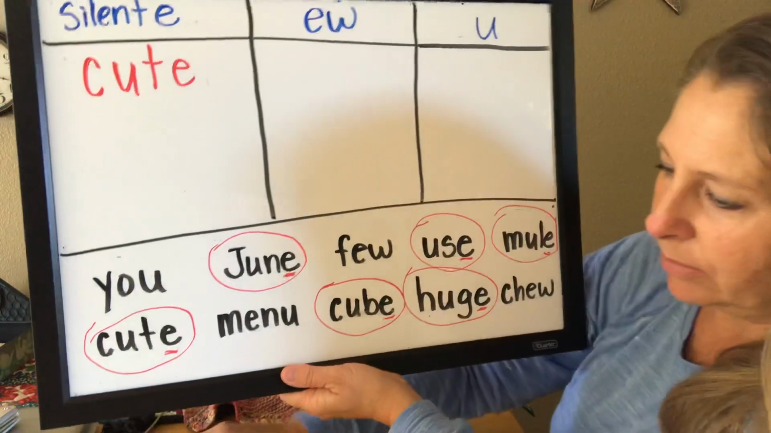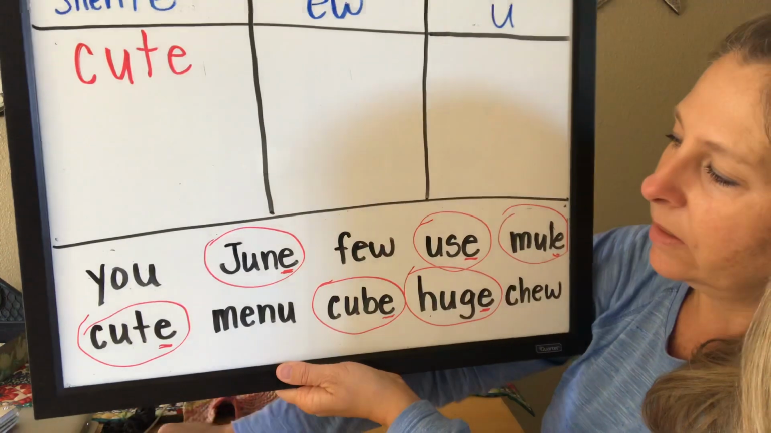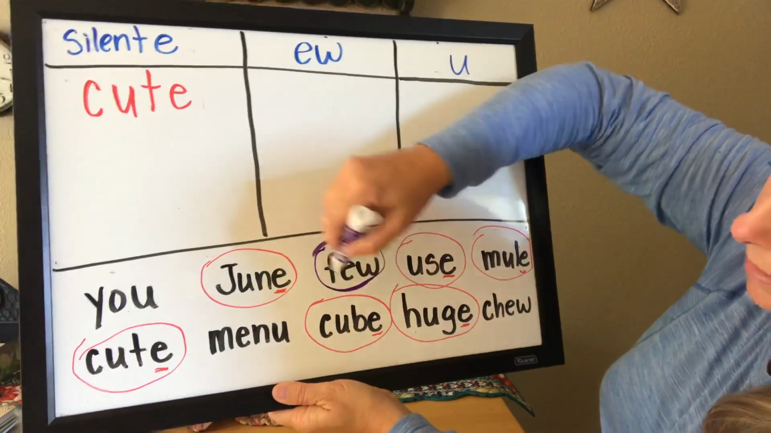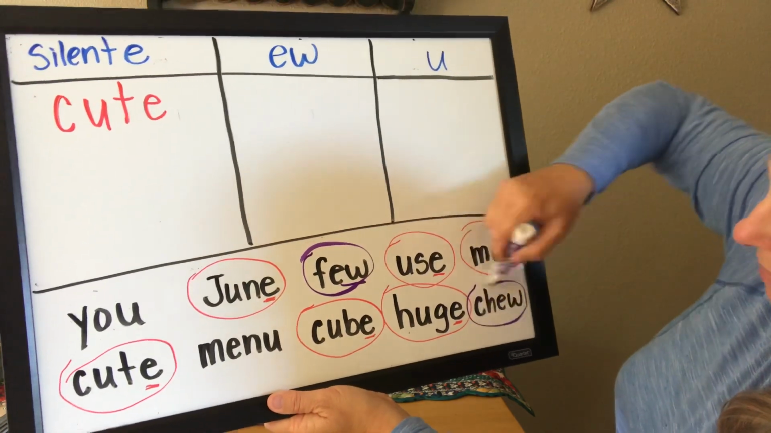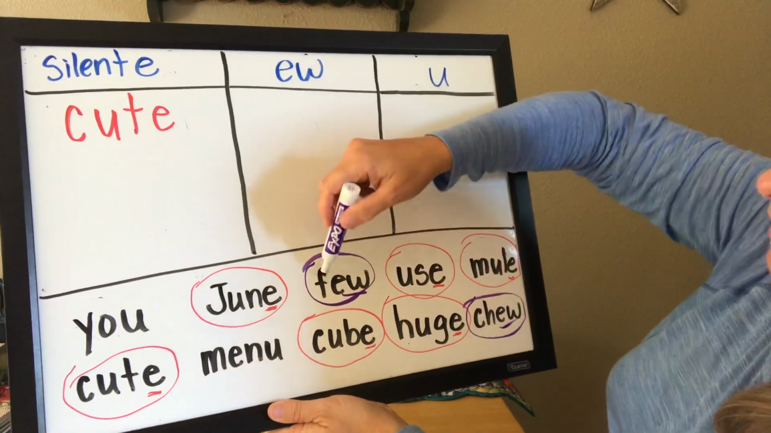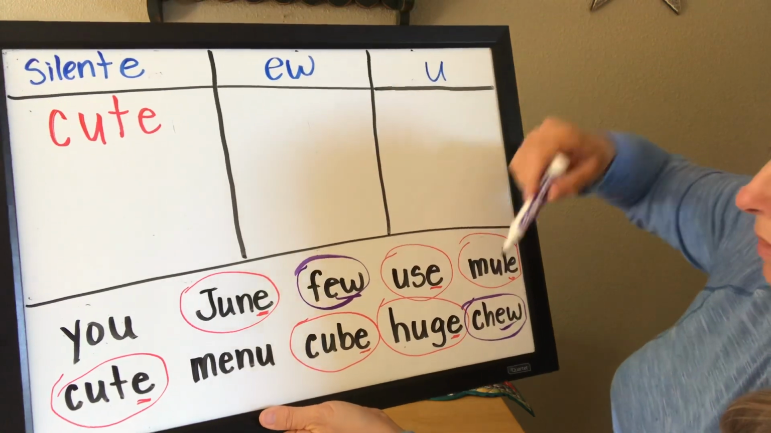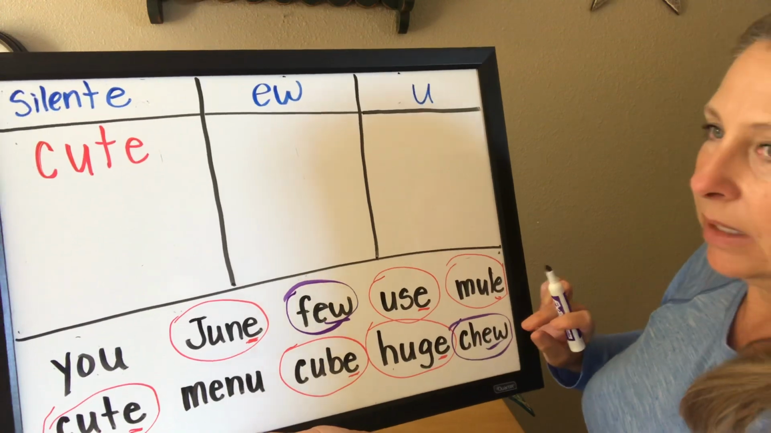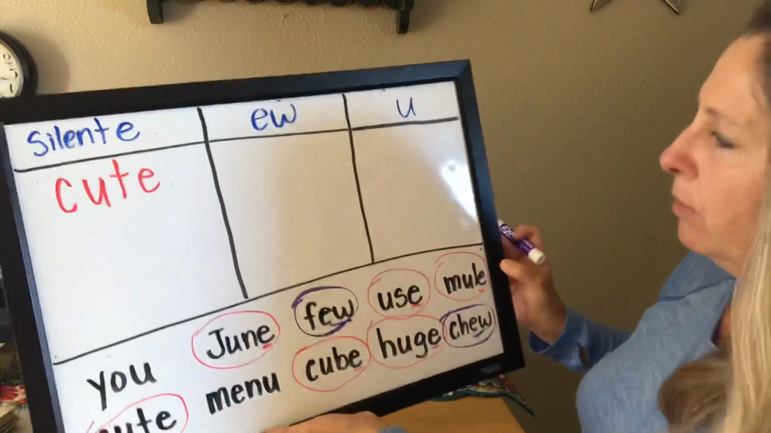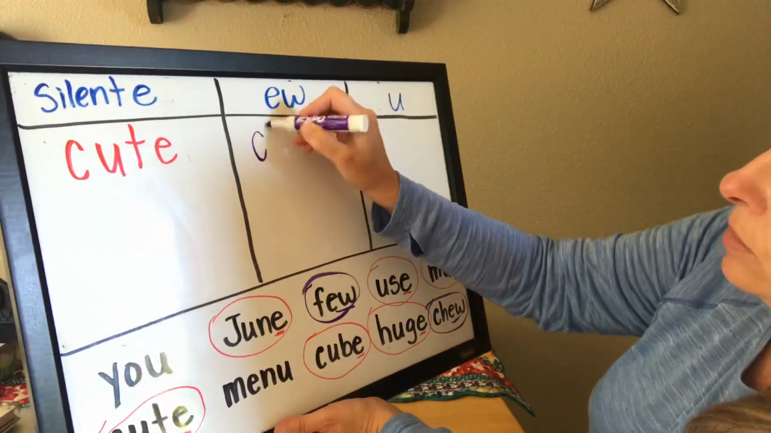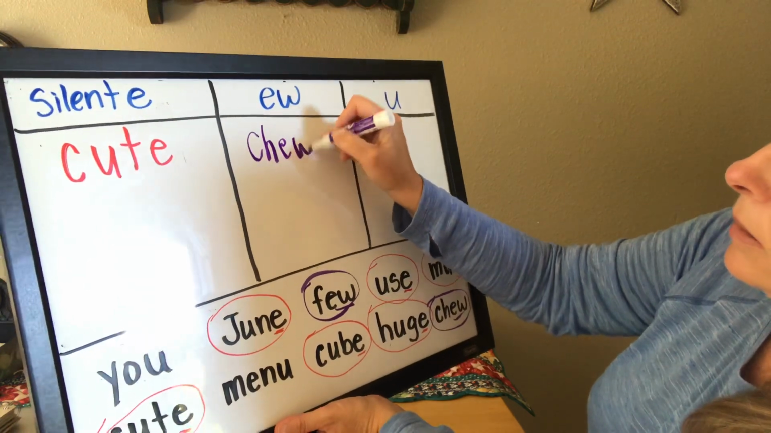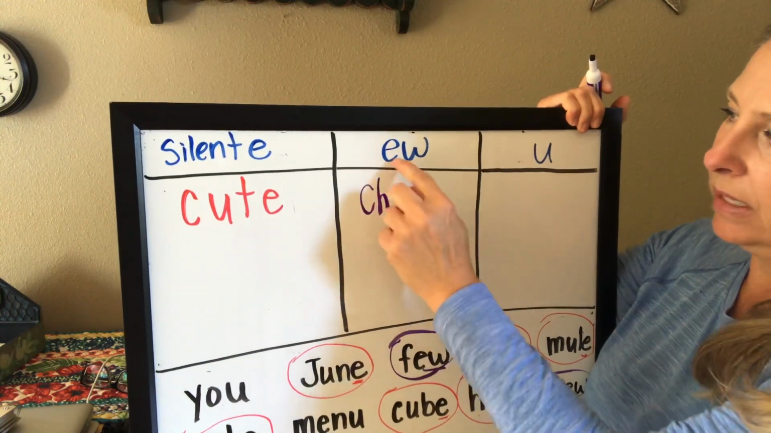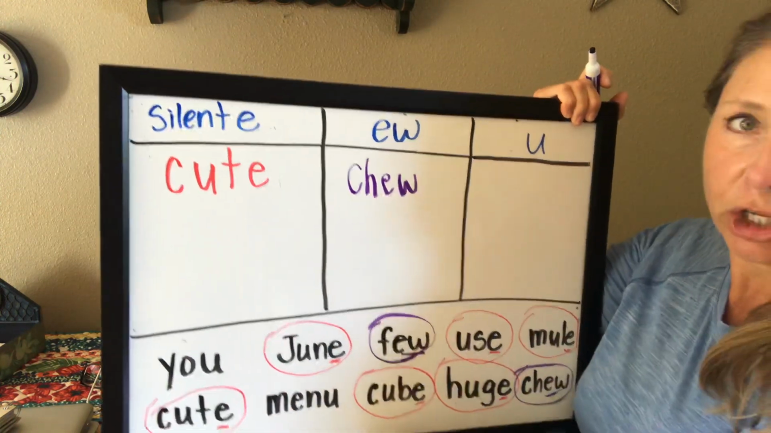All right, let's do EW words. So I see words that have EW on the end. Here's one with EW, and here's another one with EW. So we have few and chew. All right, so if you're going to eat something like popcorn, you better chew it really well before you swallow. So we'll put chew up here. All right, so we've got cute and chew. So when you have EW at the end of a word, it will make that long U sound.